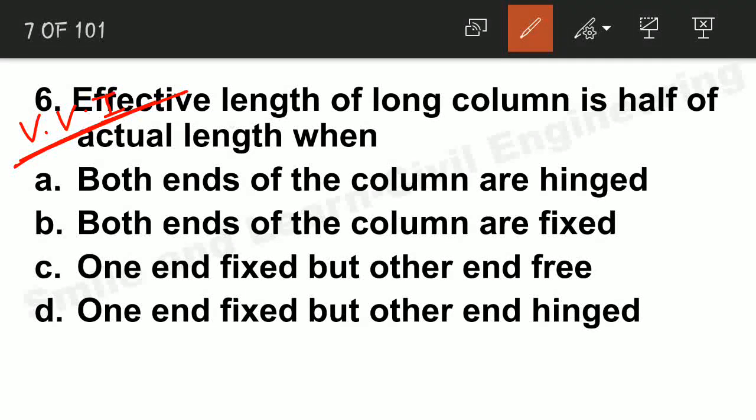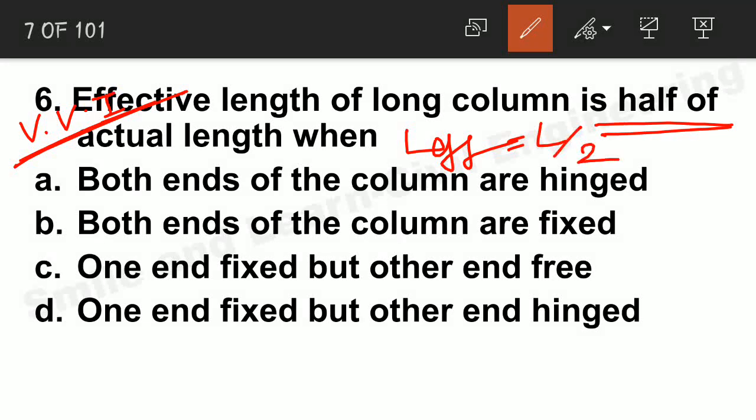So one or the other questions will come from this theory, and especially in municipality examinations, this theory is given a very important credit. Okay, so over here, when will the effective length be equal to half of the actual length? So L effective will be equal to L by 2.